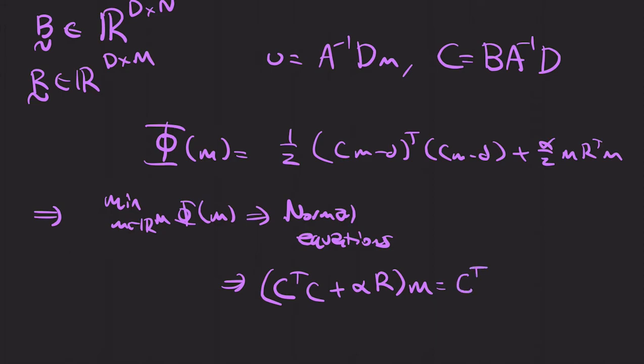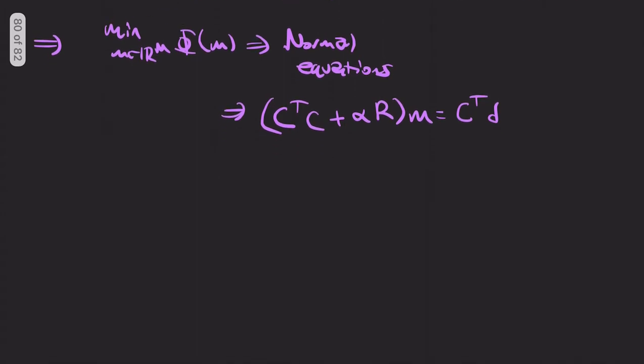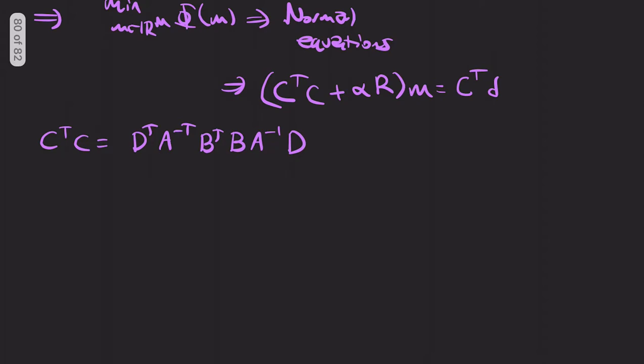Equals C transpose D. Okay, so what does this look like? We're just going to look at the dimensions here. So C transpose C can be D transpose A inverse transpose B transpose B A inverse D. Now, I've overloaded notation, so this is tilde, right? That's the matrix. D is the actual dimension that I'm ascribing to the data.